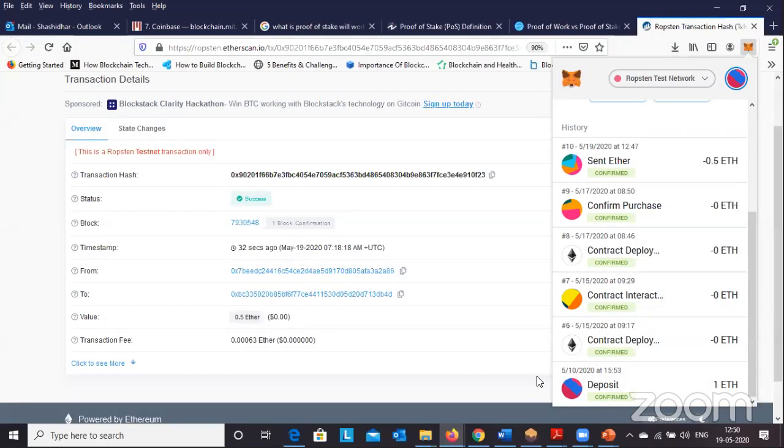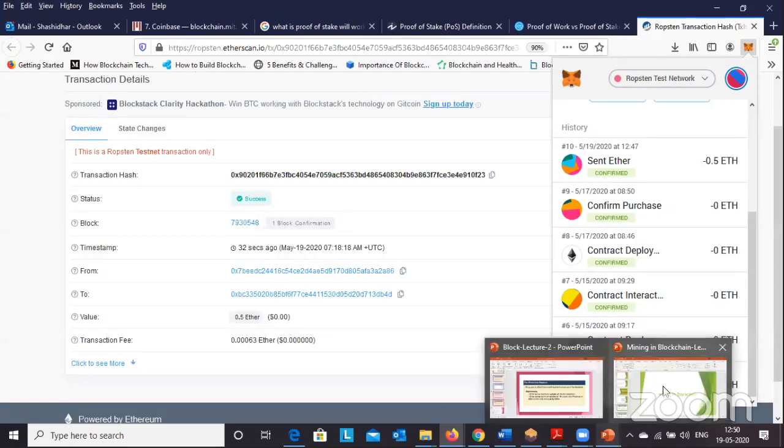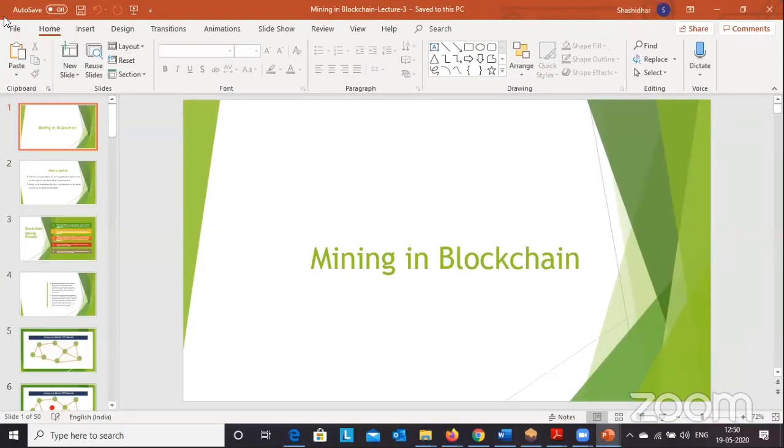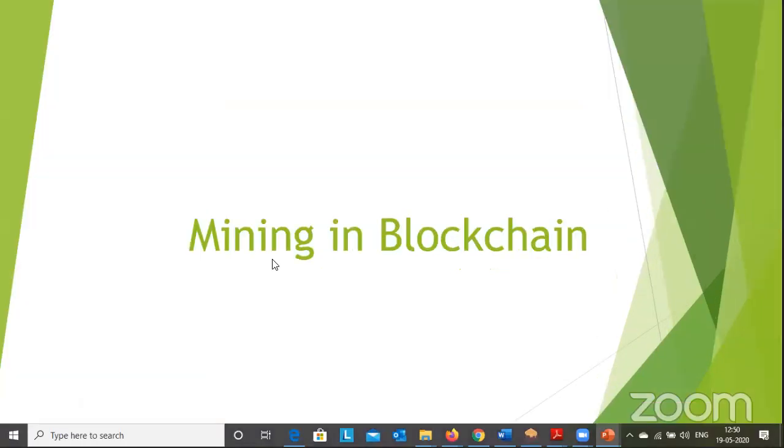Okay, so now let me explain more about blockchain, like how the mining will happen. So that is mining. Here we have some slides. You can look into this slideshow from the beginning. Okay, so now we will discuss blockchain mining. So how the mining process will happen, and what are the things inside blockchain mining?